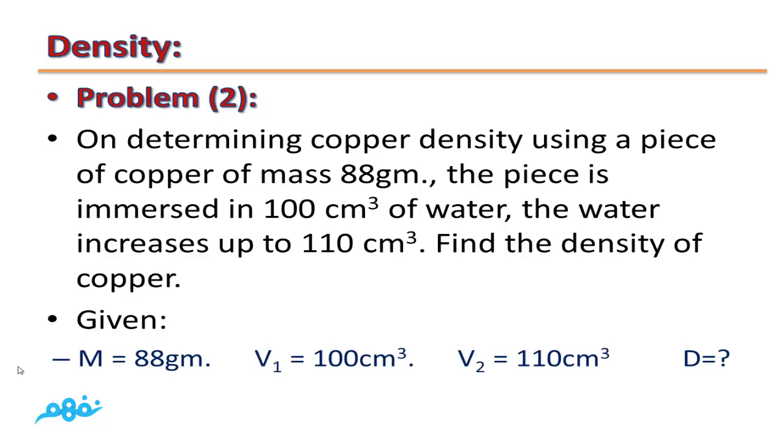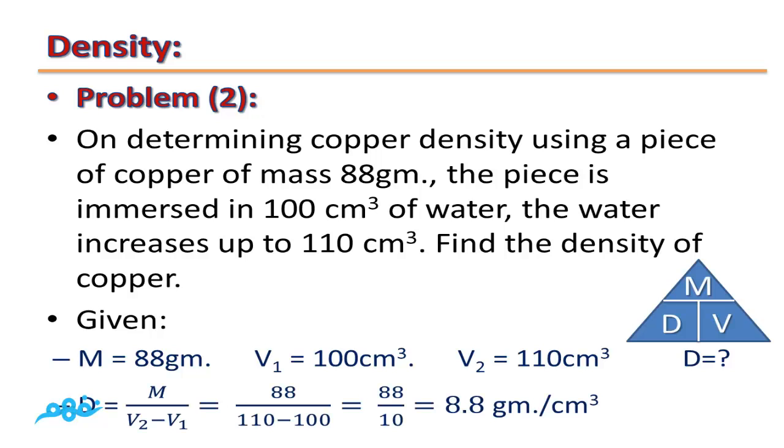Given: mass of copper is 88 gram, volume 1, which is the volume of water, is 100 cubic centimeter. Volume 2, which is the volume of copper and water, is 110 cubic centimeter. Density of copper is unknown. By using the rule, we want to find density. Density equals mass over volume.